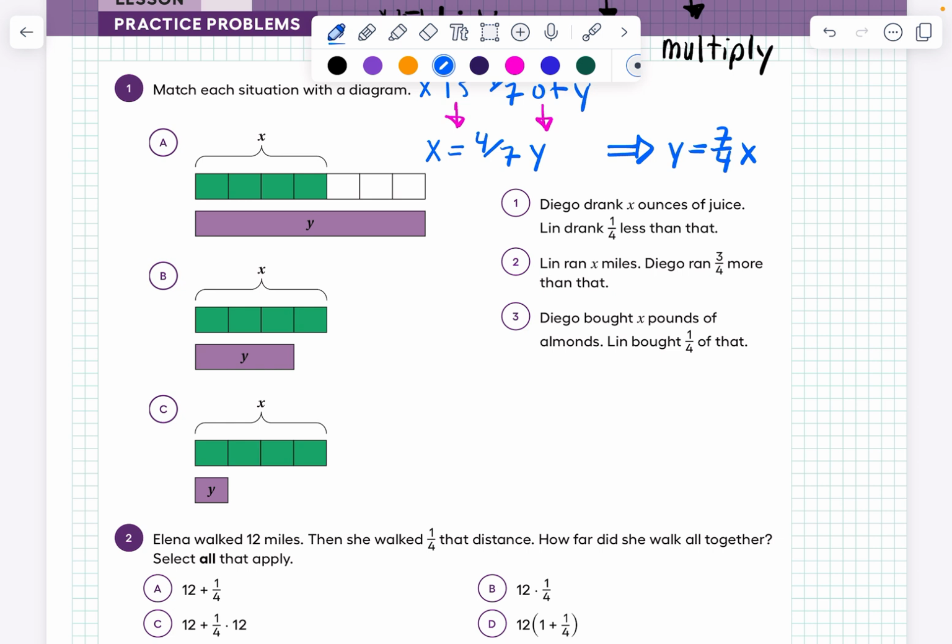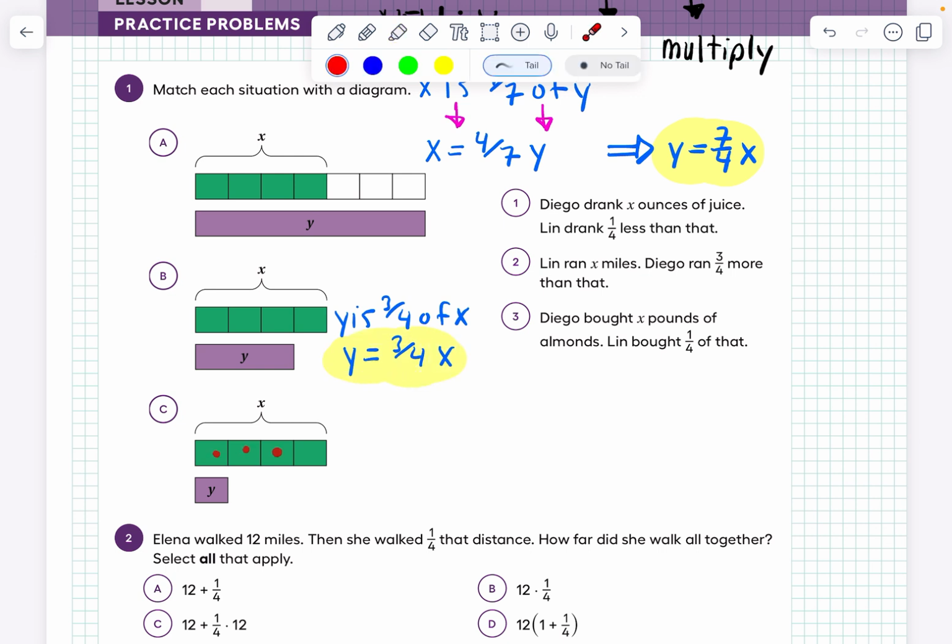Now on B, you can see that Y is the smaller variable. It looks like it's been cut up into 4 parts, and Y represents 3. So I would say Y is 3/4 of X. And when we translate that, we get Y equals 3/4 X. Okay, so this is very important. I'm going to highlight my equations because I always want them in the Y equals format.